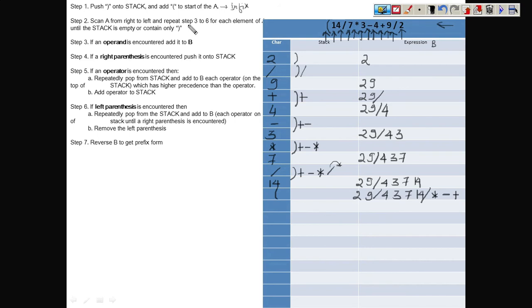Now we have applied all these steps, and the last step is to reverse B to get the prefix. So you are going to reverse this. When you reverse it, you will get plus, minus, multiply, divide, 14, 7, 3, 4, divide, 9, 2. So this is our final expression, and this is the desired prefix expression that we get out of the infix. So this is our answer.